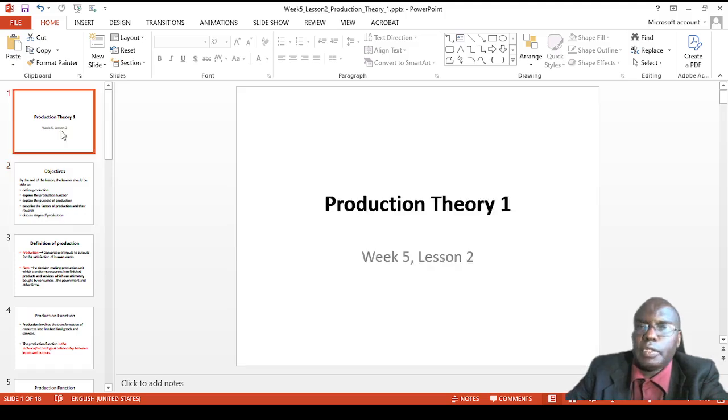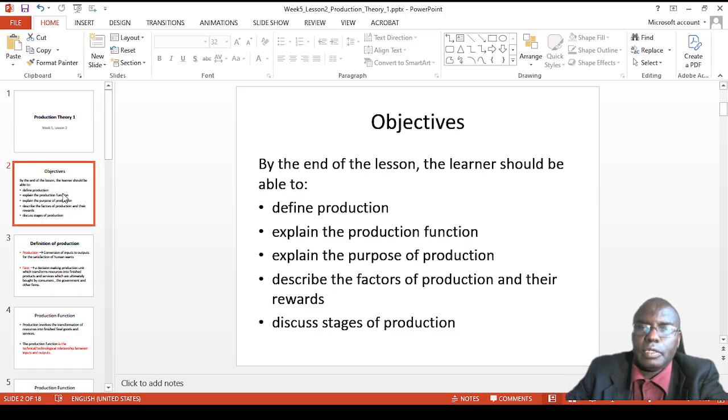We shall be looking at the topic of production theory, and we have the learning objectives. By the end of the lesson, the learner should be able to define production, explain the production function, explain the purpose of production, describe the factors of production and their rewards, and then discuss the stages of production.